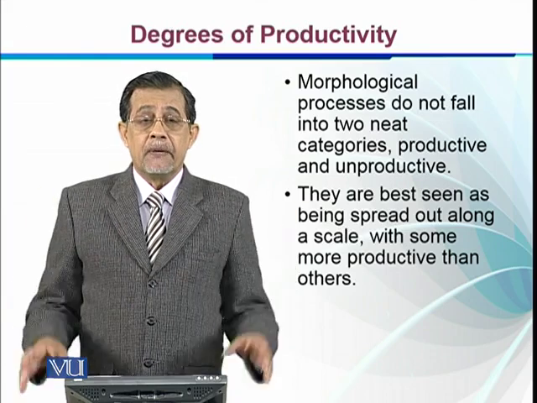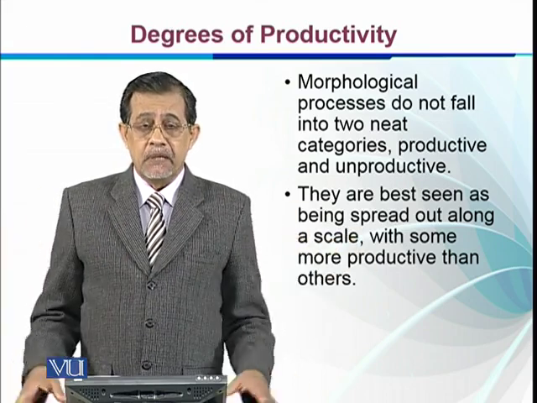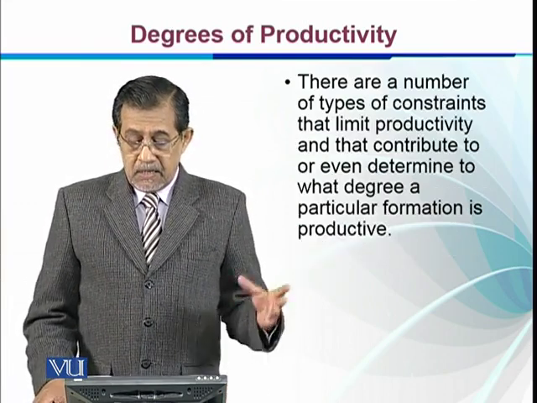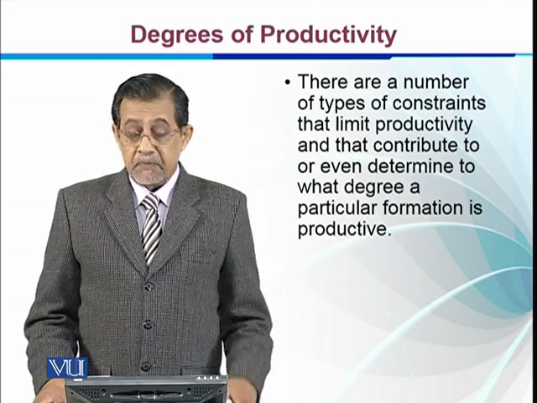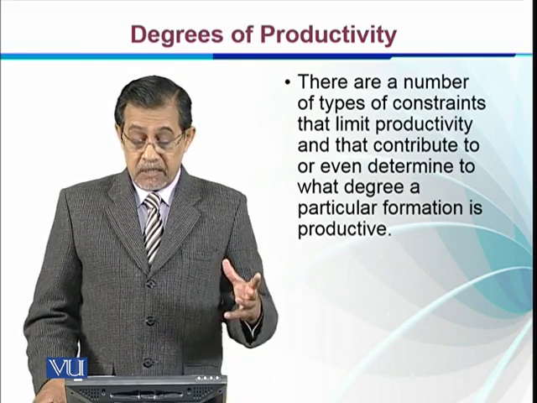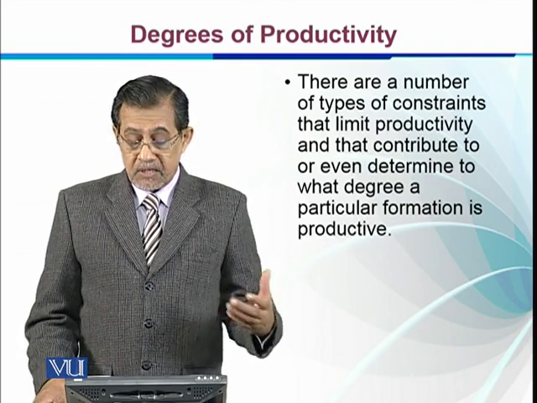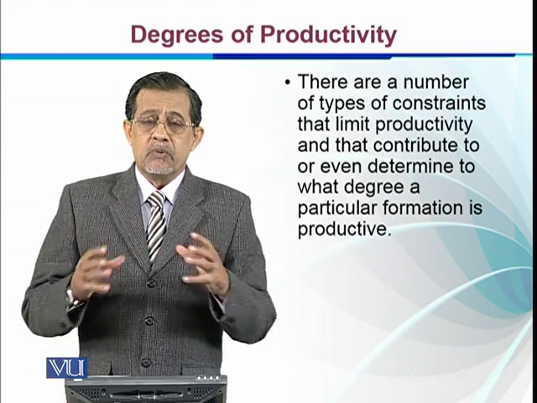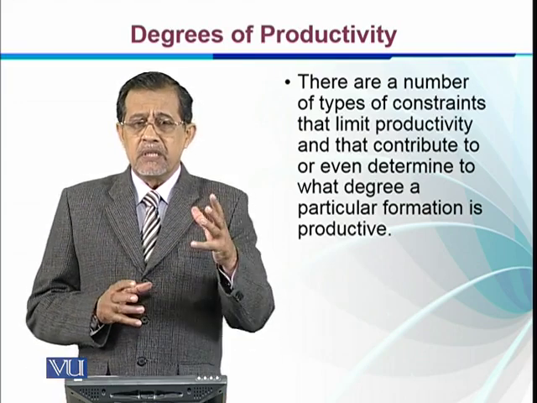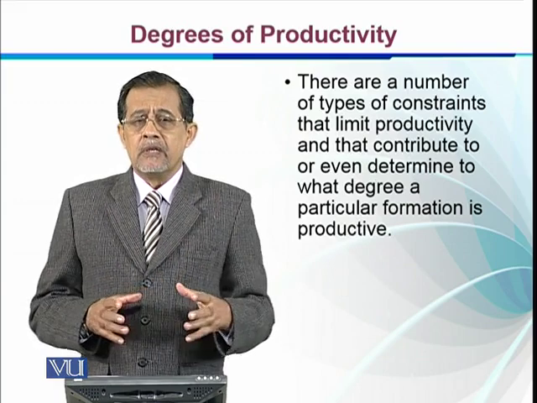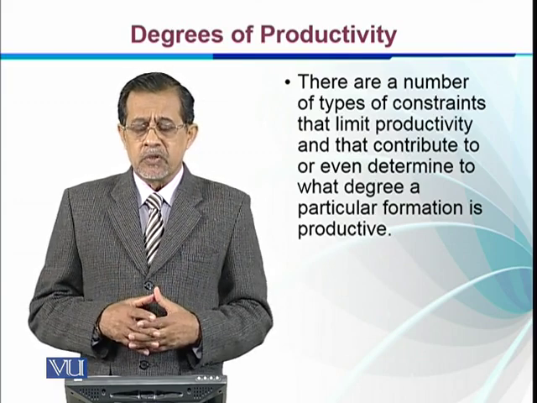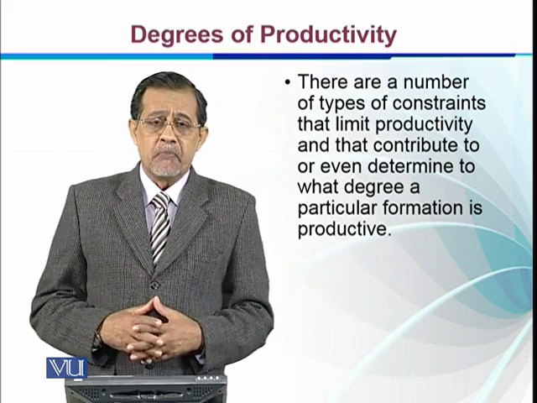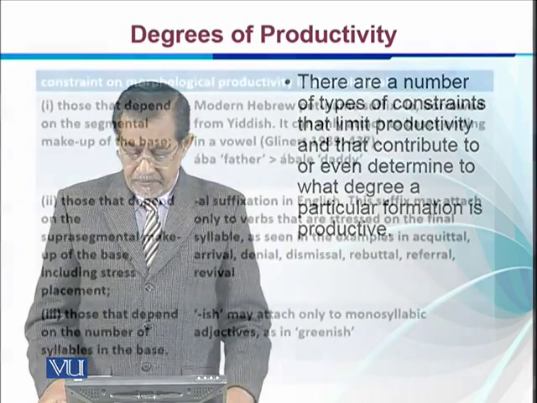So we can think of them on a continuum, A and B. Some are closer to A than B. There are a number of types of constraints that limit productivity. So we look at the constraints that contribute to, or even determine, to what degree a particular formation is productive. To enter a language, certain constraints are there. A word has to face certain constraints. Let's look at these constraints which make a word productive or non-productive.